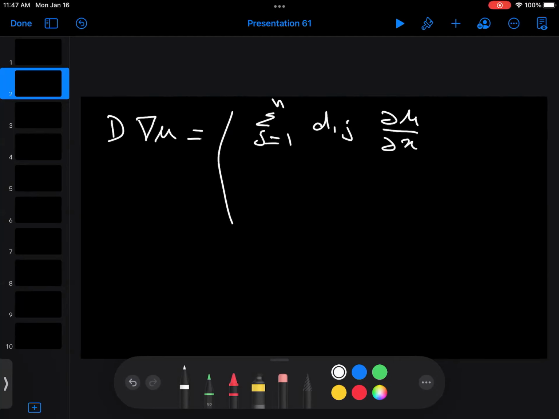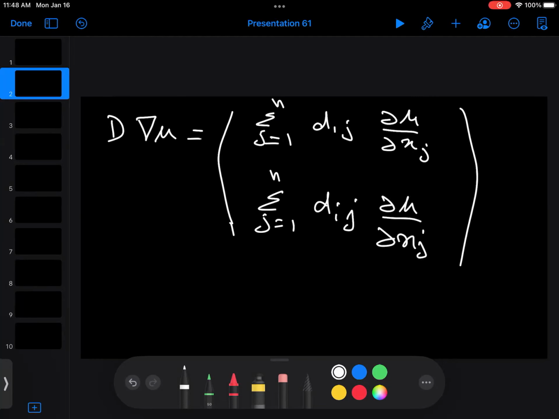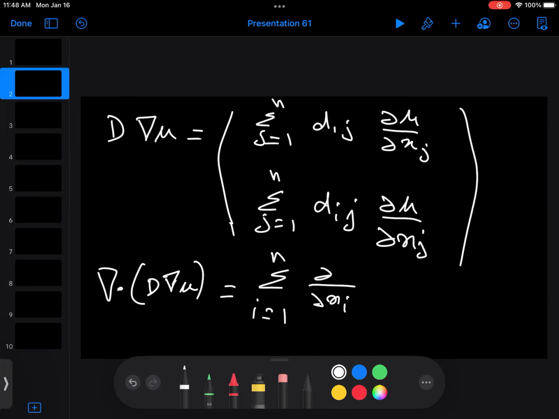So here, okay, you just apply the matrix D to your vector, and so the general term will be sum over J from 1 to n of Dij du/dxj. And so as a consequence, now if I take the divergence of this, by definition the divergence is just the sum from i to n of the partial derivative with respect to xi of the component. So it will be the sum from j of Dij du/dxj.